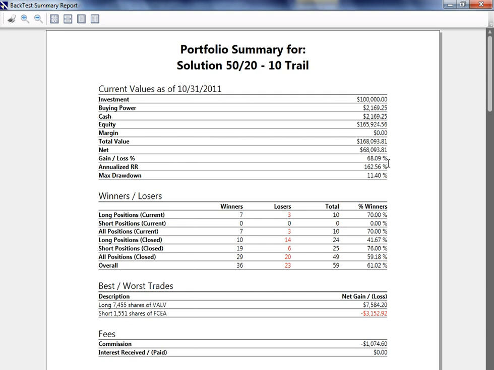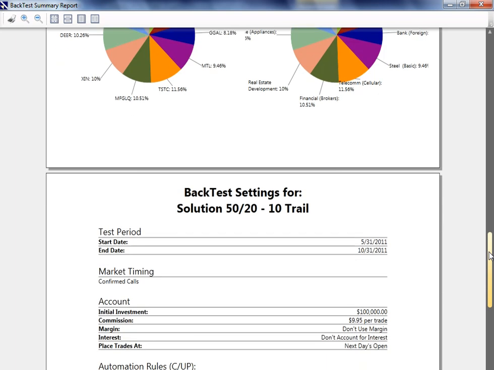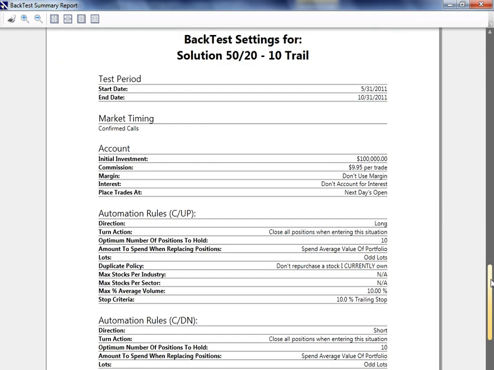We can see we made a total gain of 68.09%, which annualized at 162.5% with our drawdown of 11.4%. We had 61% winning trades. If we scroll down a little bit, we have our diversification by position size per symbol, and those look relatively balanced, and by industry, again, relatively balanced. If those get terribly out of whack, then I get concerned that I'm getting results that were skewed because we got too heavily into one sector or industry. And these were the settings for our back test.